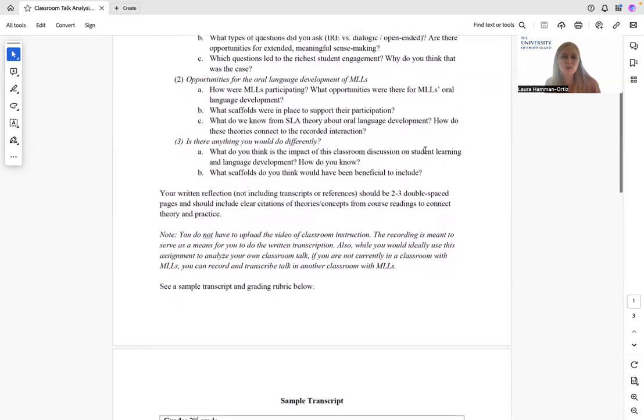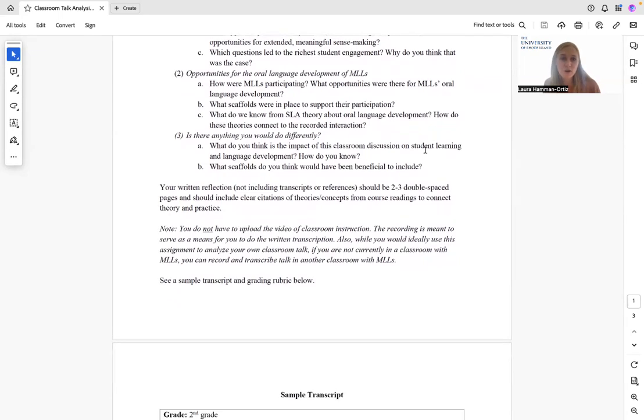The second moves into looking specifically at the opportunities for oral language development of the multilingual learners in the room. How were those students participating? What opportunities did they have for oral language development? What sorts of supports or scaffolds were in place to support their participation? Were sentence frames provided, for example? Did they engage in a turn and talk with a partner before being asked to share out in the whole group? Based on the learning we do during the oracy week around scaffolds, which scaffolds were put in place or not to support their participation?